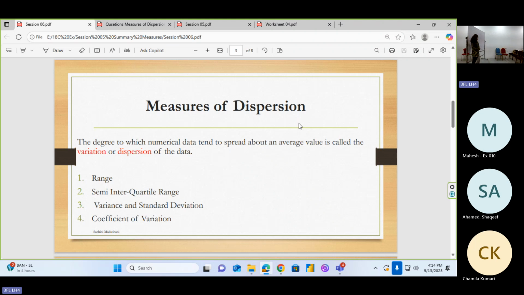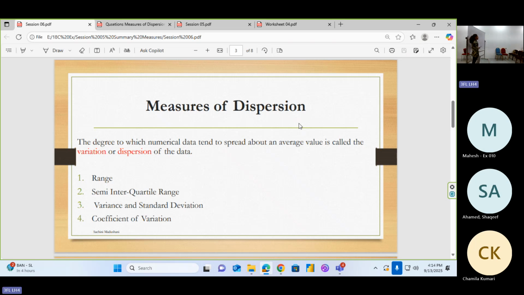Okay. Based on the range value, we can identify the variation of the given data set. Understood? Then the advantage or merit of the range is that we can calculate it easily and quickly. But there are some disadvantages. What are they?